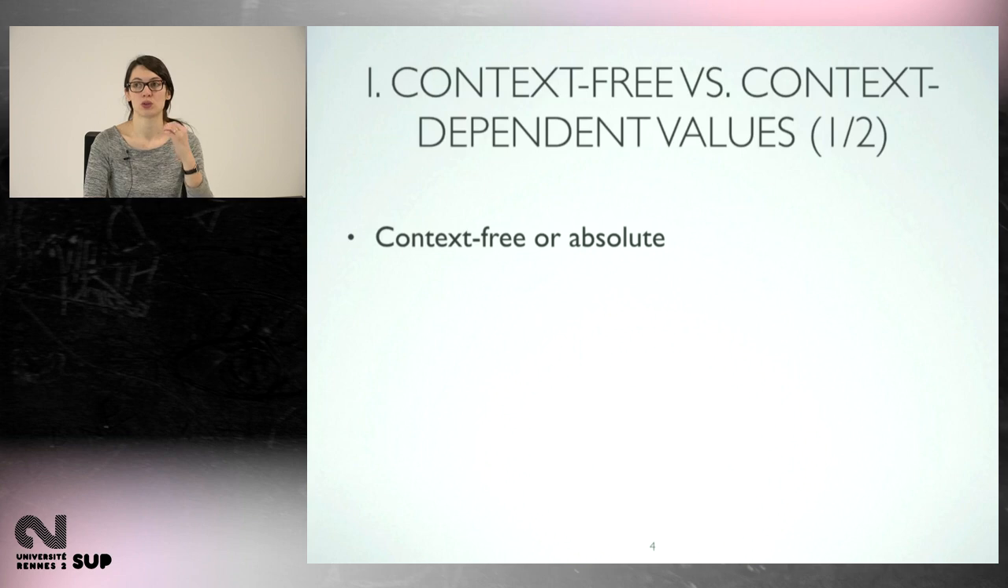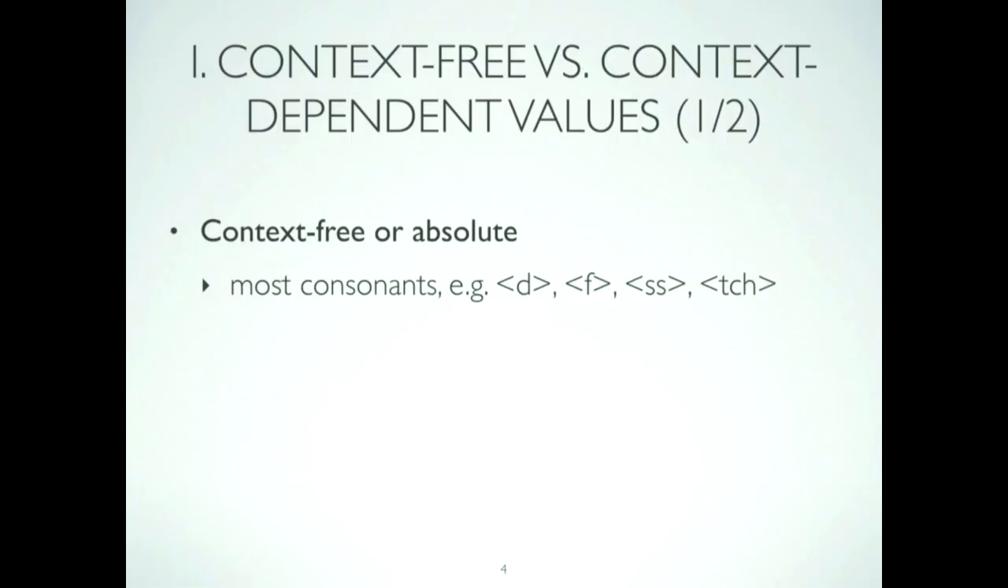are units whose value does not change depending on the context in which they're used. That is, the value of context-free or absolute units is the same whatever the context of use. So what are the context-free or absolute units of the English spelling system? Well, most consonants are actually context-free or absolute units.